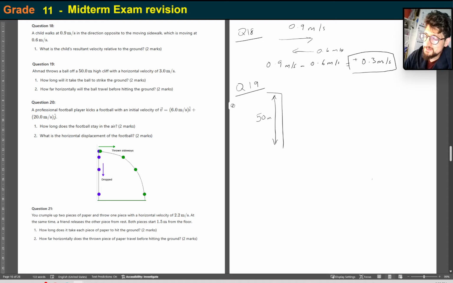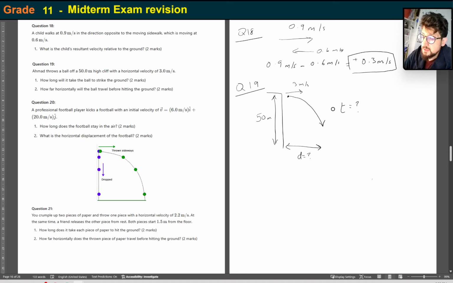Okay, 50 meters here, and the horizontal velocity is going to be 3 meters per second. How long will it take to strike the ground? So the first thing I need to find out is there is an object being thrown here, and it's going to strike the ground, and it's going to take a certain time to strike the ground. So how long will this time be? And the other question is, how far horizontally will the ball travel before hitting the ground? So I need to know what this distance is going to be as well. Okay.